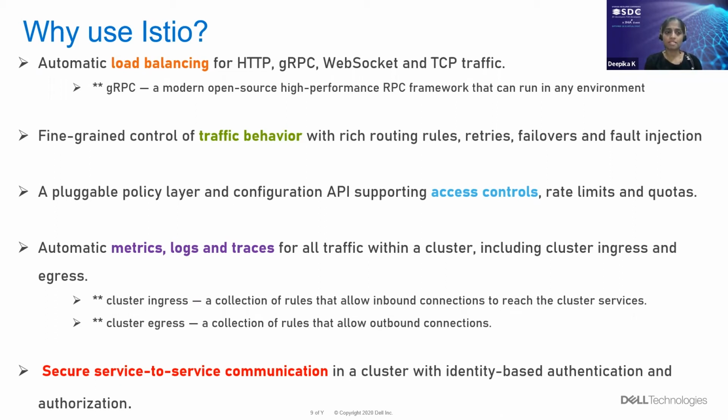Also, Istio offers fine-grained control of traffic behavior with rich routing rules, retries, failovers, and fault injection. And Istio is a pluggable policy layer, and it enables a configuration API supporting access controls, rate limits, and also quotas. It also enables automatic metrics, logs, and traces for all the traffic within a cluster, including cluster ingress and cluster egress.